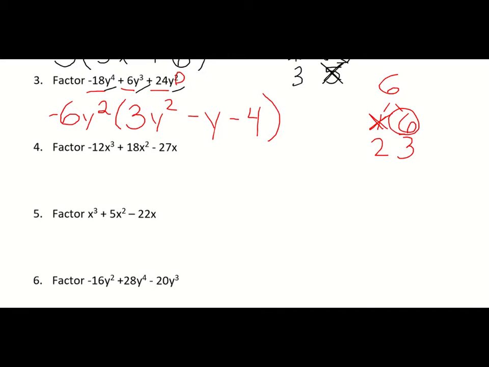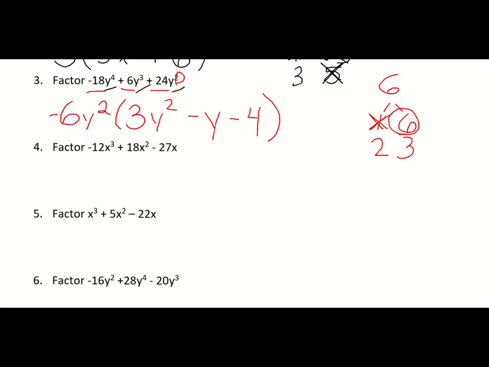Negative 6 times 3 is negative 18. Y squared and y squared would be 4y's. Negative 6 and negative 1 would make positive 6. Y squared and y makes y cubed. Negative 6 and negative 4 makes positive 24, and the y squared was accounted for. So we can be pretty positive since it multiplies back, that is correct.